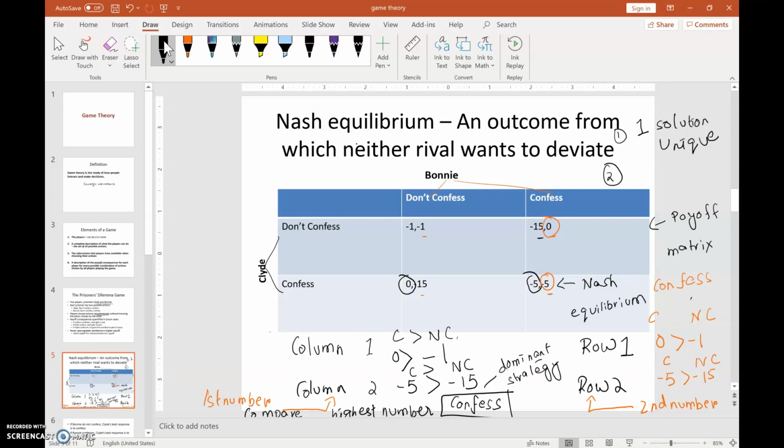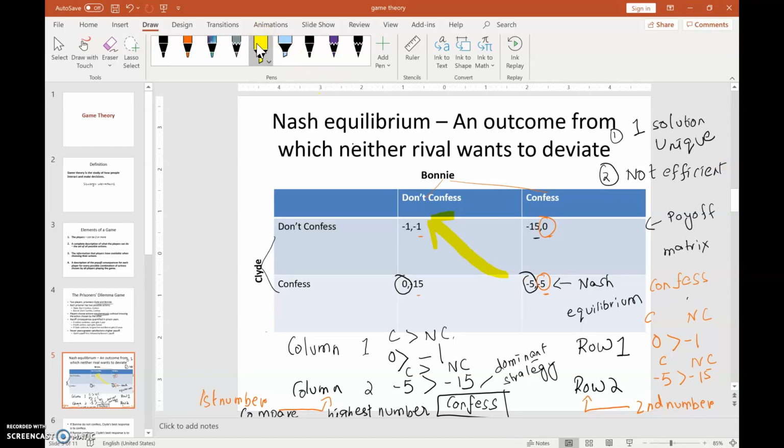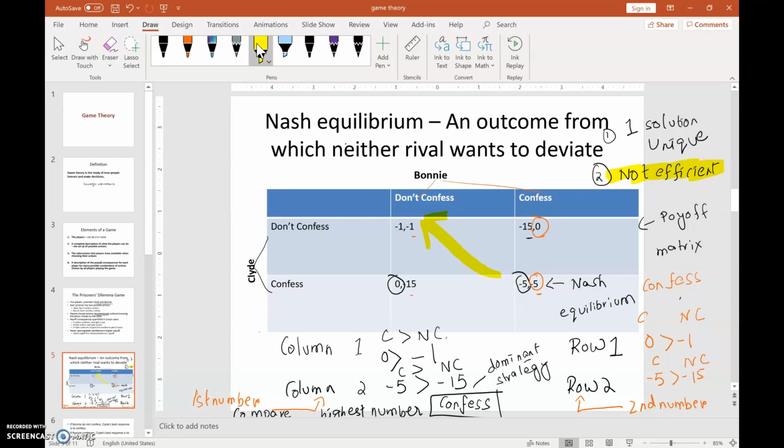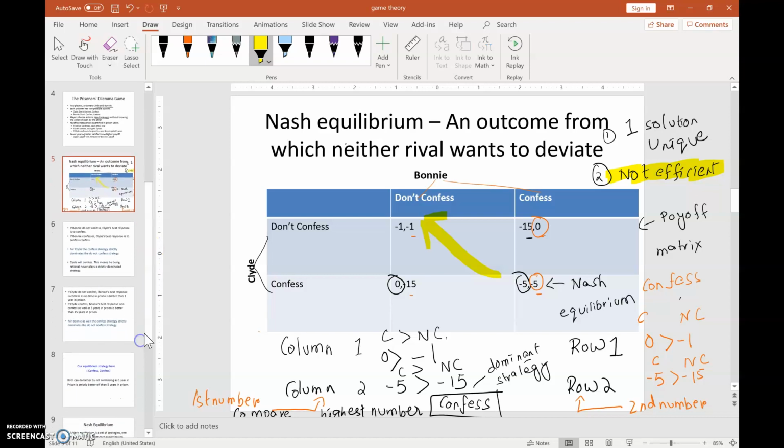Number 2, is this -5 or 5 years of jail time efficient? My answer is no, because both of them can do better if neither of them confesses to committing the crime. Even though this is a Nash equilibrium and it is unique, it is not efficient because they could have done better if they both chose to not confess, but they did not have that choice because they did not know what the other person was going to do.